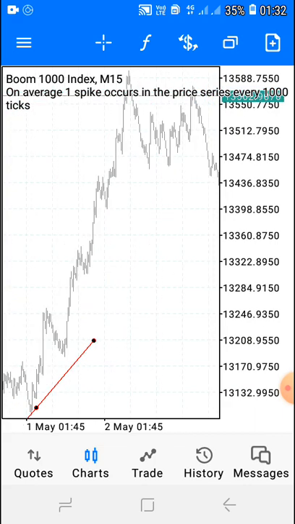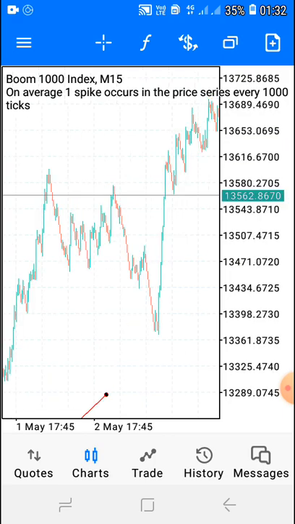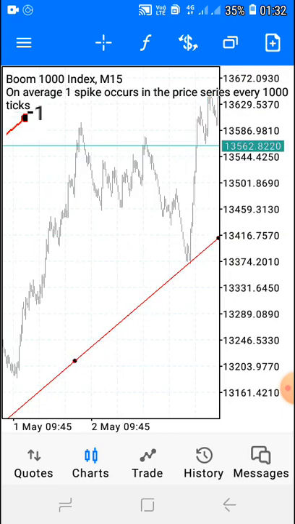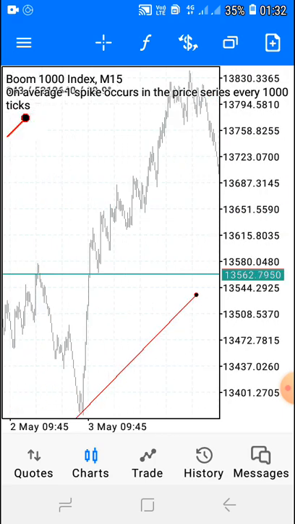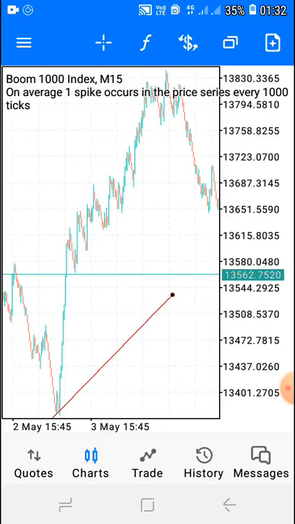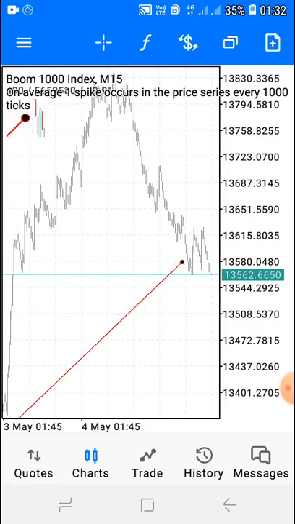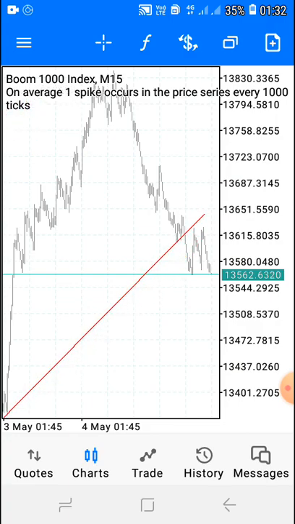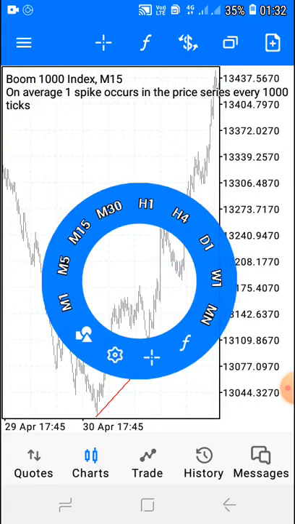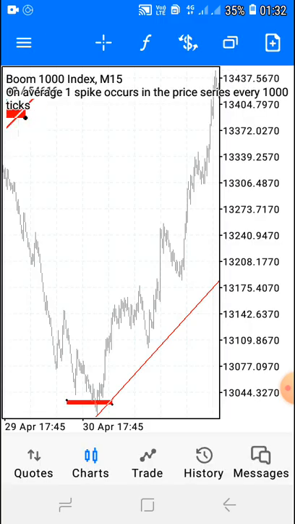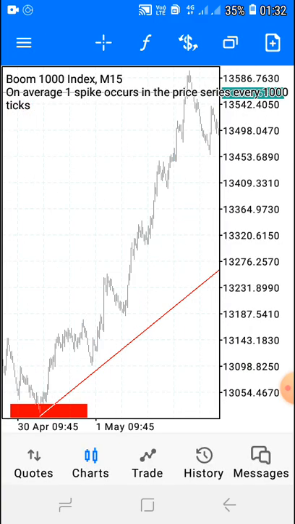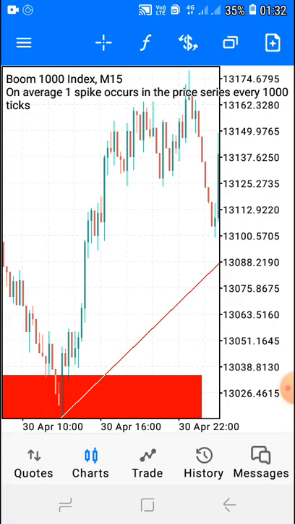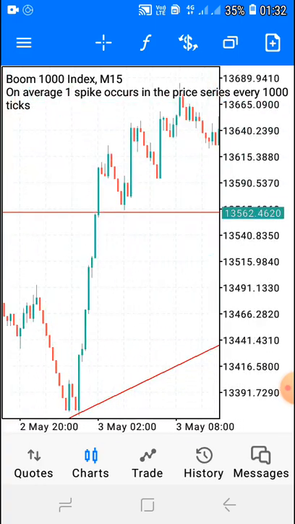So as you can see over there, check this out. You can see I was looking for 2 touches. So this was my first touch. If you know how to draw a trend line, it will be much easier for you. There's my first touch. Let me just zoom in. There's my first touch, and here's my second touch.